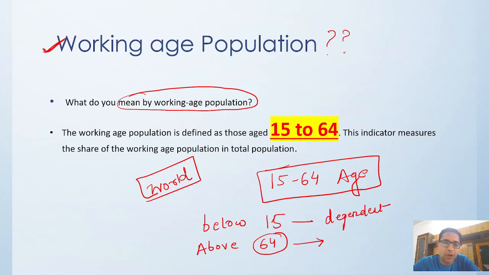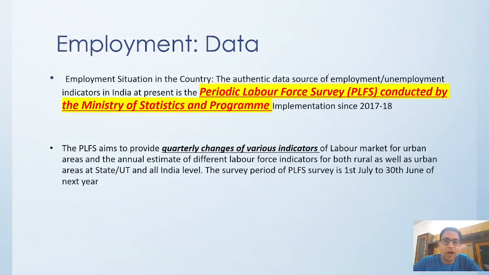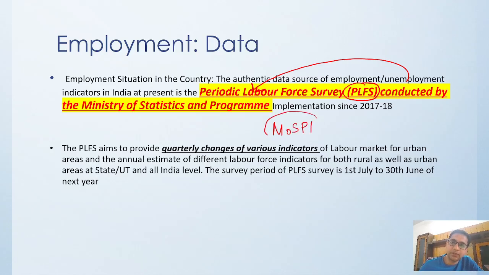And whenever we find out the employment-unemployment ratio or any other thing, we are going to use the data of this group only. Now, employment data in our country, the employment situation in the country, comes from the Periodic Labour Force Survey. That is called PLFS. This is conducted by the Ministry of Statistics and Programme Implementation, we call it MOSPI. They provide very important data on the labor force, quarterly changes in various labor force indicators, and this survey is conducted from 1st July to 30th June of the next year.